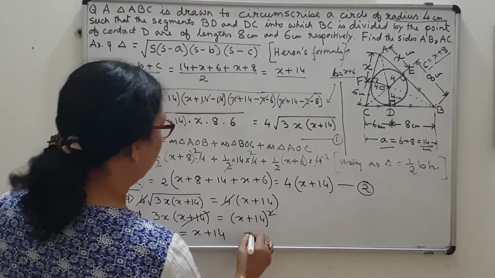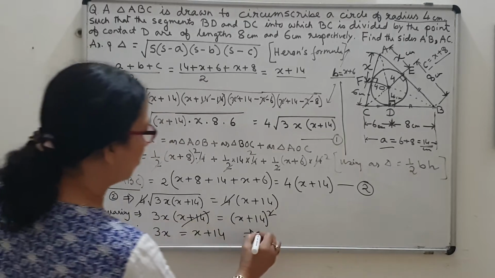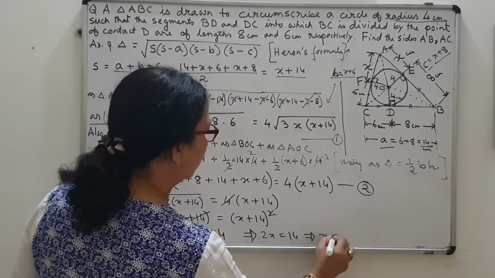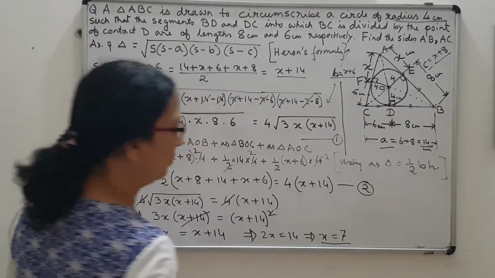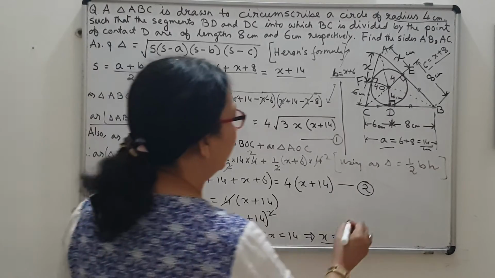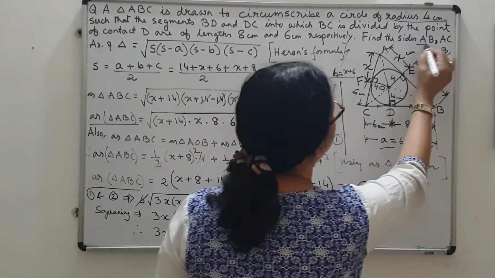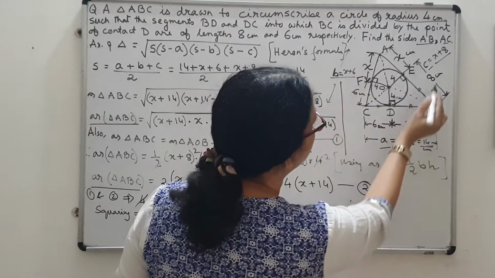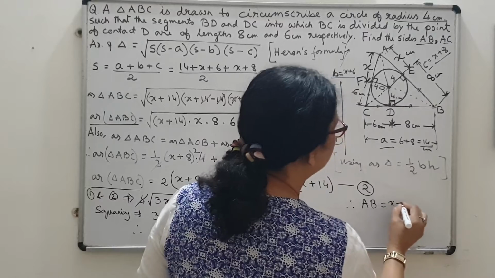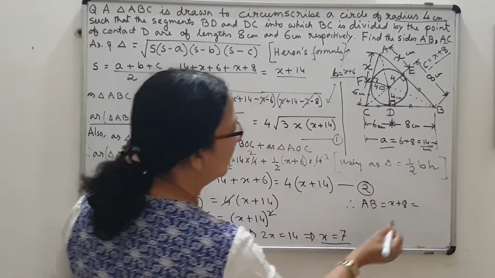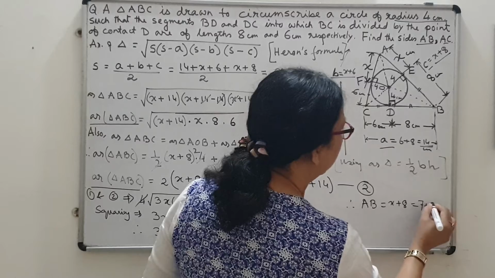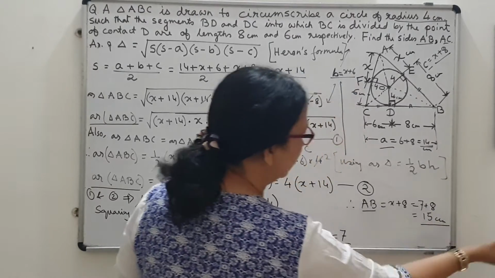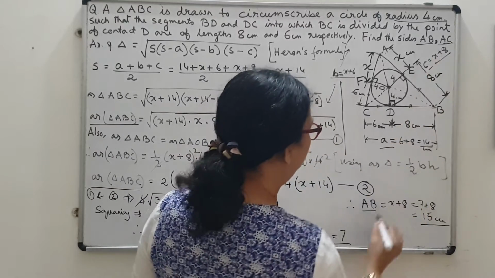Then from this you can just simplify now, x will come to this side, so twice x is 14, and that will give you x is equal to 7. So I have found out the value of x. So therefore the answers, we have to find AB and AC. AB is your x plus 8. Put the value of x, 7, 7 plus 8, that is 15 centimeter. Okay, AB is 15 centimeter, and the other side, AC, you have to find out.